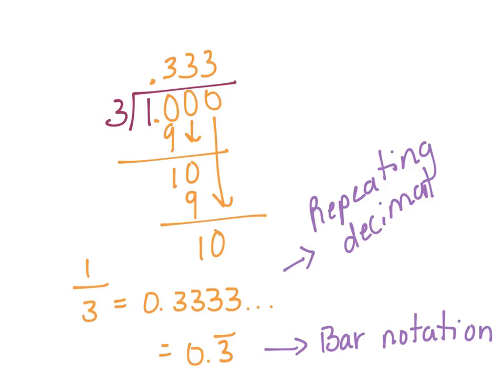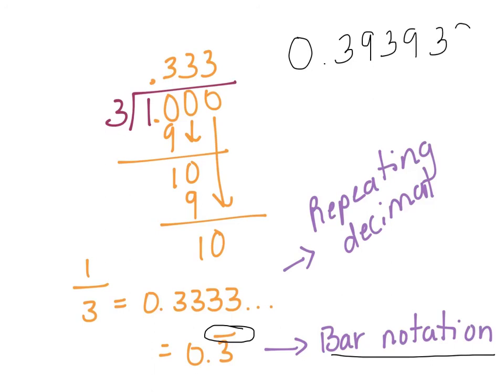To write a repeating decimal, we use bar notation. Bar notation is this little bar on top of the number, and the bar goes over the number or the sequence of numbers that repeats. So in this case, the 3 is the only thing that's repeating, so the bar goes over the 3. If we had a decimal that looked like this, then we would write that in bar notation like this, with the bar over the 3/9, because that, if you look here, is what is repeating.